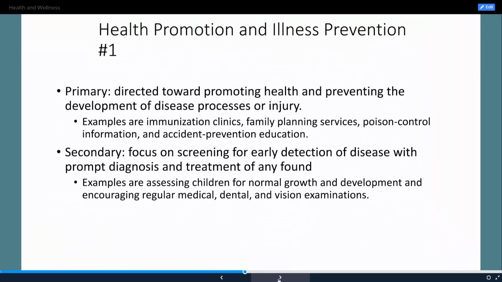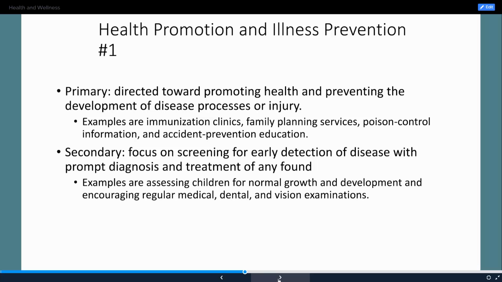So let's look at the different levels of prevention for our patients, okay? So there are 3 levels of prevention. Those are primary, secondary, and tertiary. Primary prevention is directed toward promoting health and preventing the development of disease processes or injury. Examples: immunizations, family planning, poison control, accident prevention, even encouraging people to wear safety gear when riding bikes or motorcycles or anything like that. So all of these things are going to help to prevent the development of disease.